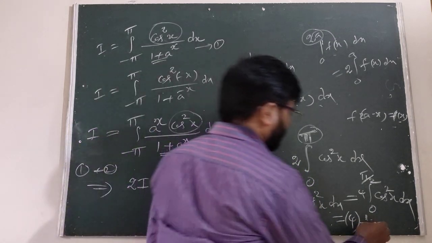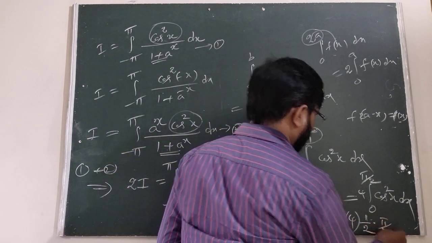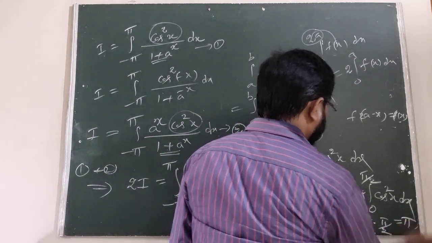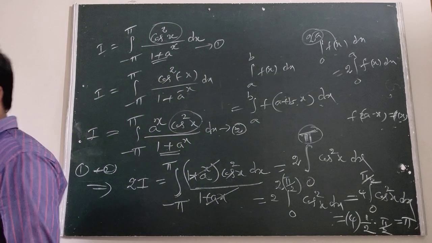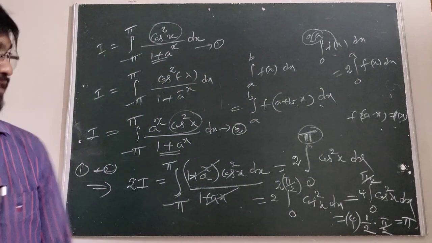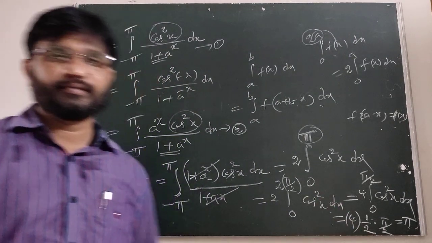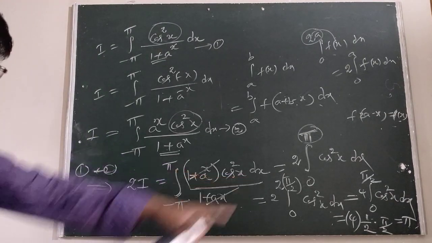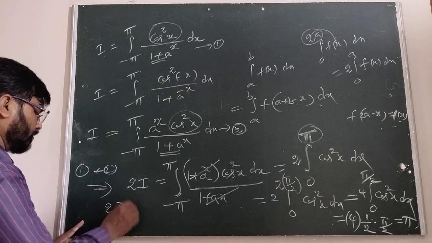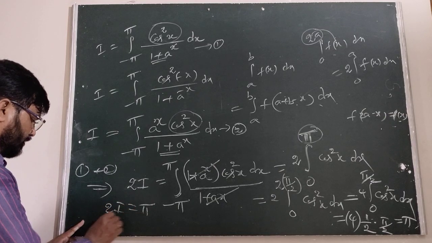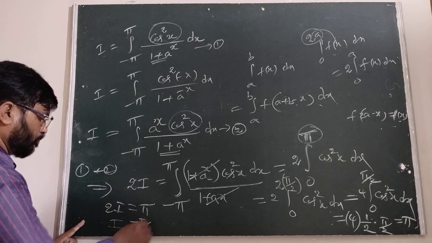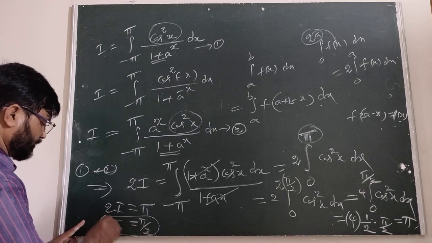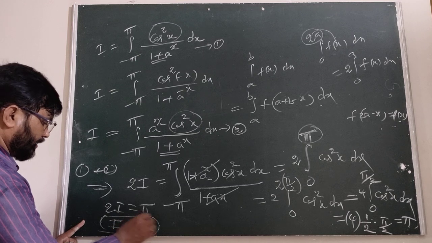When it is 1 by 2, then you can put pi by 2. 2 cancels. What is the solution here? Pi is the answer. So we got directly pi. Yes or no? Right. Okay, here what is the value? 2I is pi. Yes. 2I is pi, so the value of I equals pi by 2. Is it clear? This is the value of I.